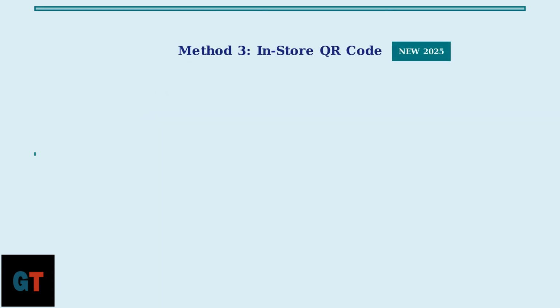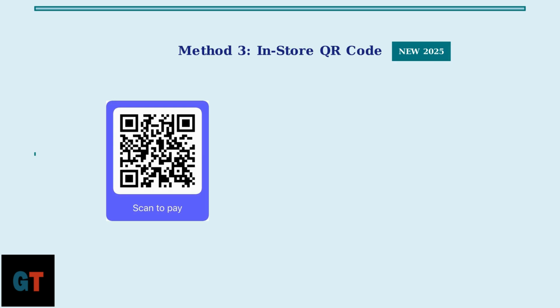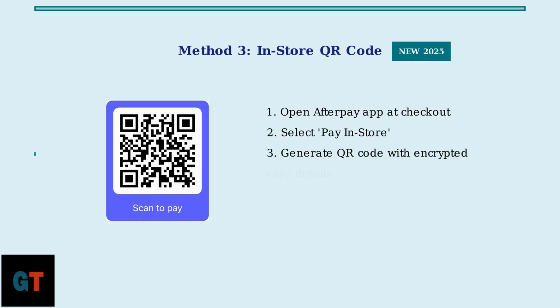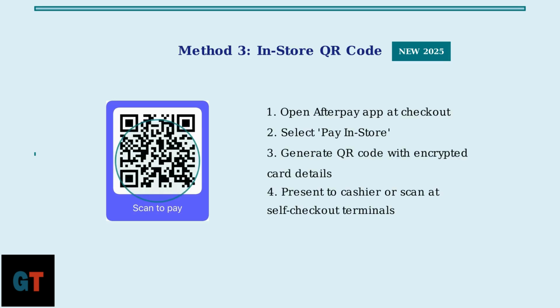The third method is a new feature for 2025, generating a QR code for in-store purchases. This method is perfect when you're shopping in physical stores. Open the Afterpay app when you're ready to check out. Select Pay in Store to generate a QR code that contains your encrypted card details. Present this QR code to the cashier or scan it at self-checkout terminals for instant payment processing.